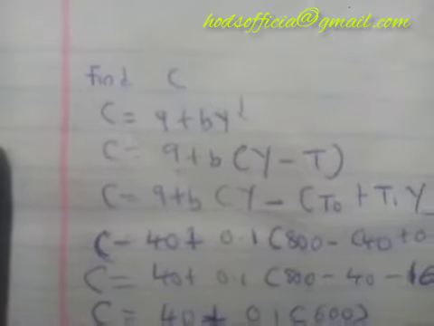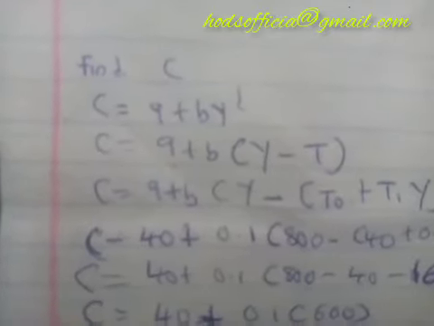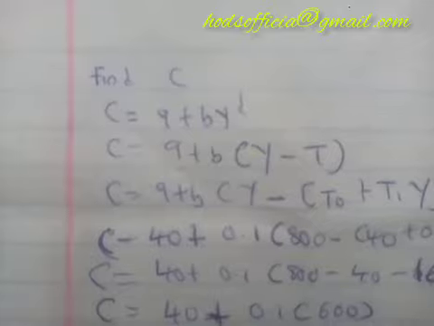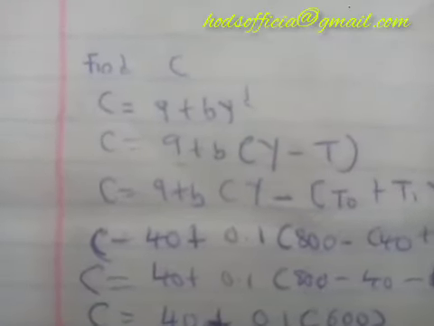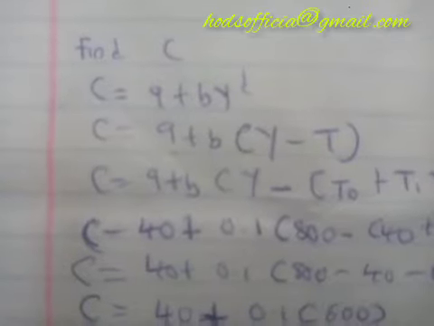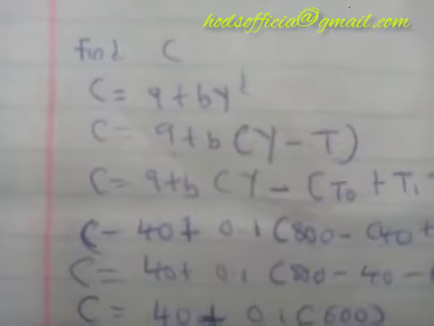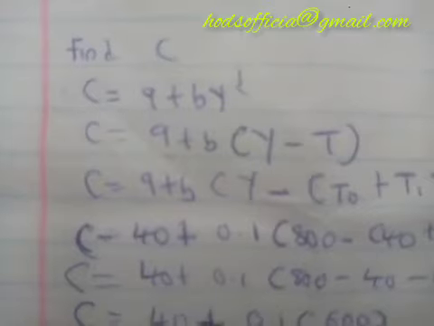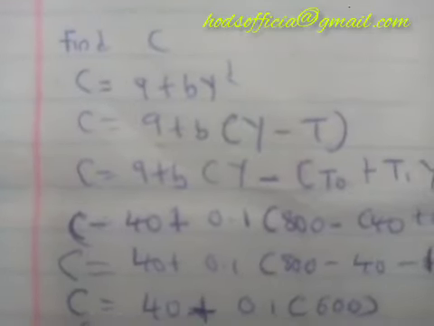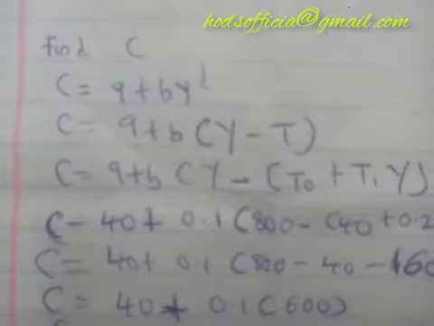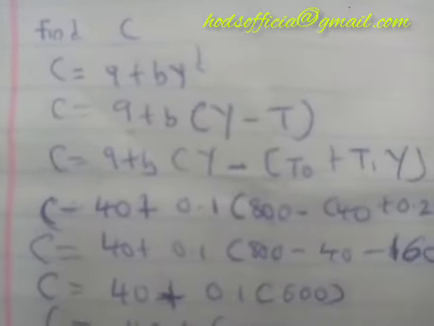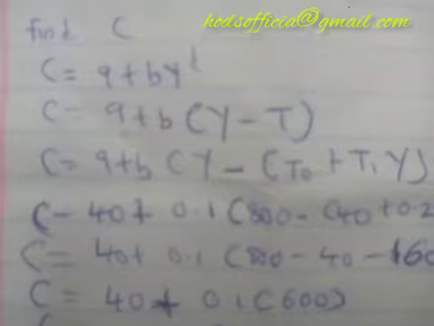Find C. So C is equal to A plus B Yd. Now remember the version of our C. So the starting formula is C is equal to A plus B Yd. So we expand the Yd. So the Yd is Y minus T. So A plus B times Y minus T. So C is equal to A plus B times Y minus T0 plus T1Y. Our tax is broken into independent tax and dependent tax. Now substitute our values of A, B, Y, T0, T1Y.